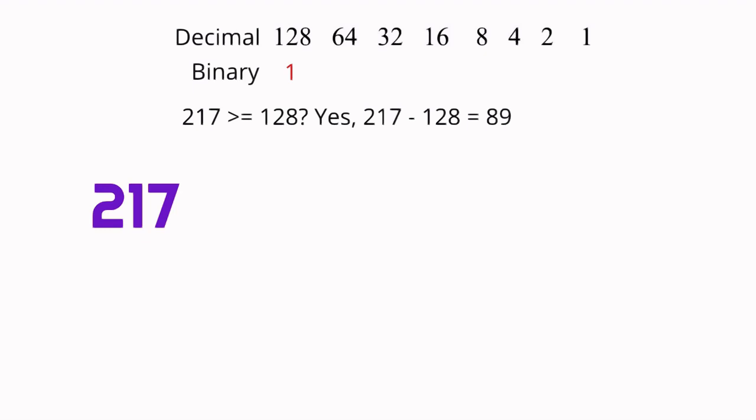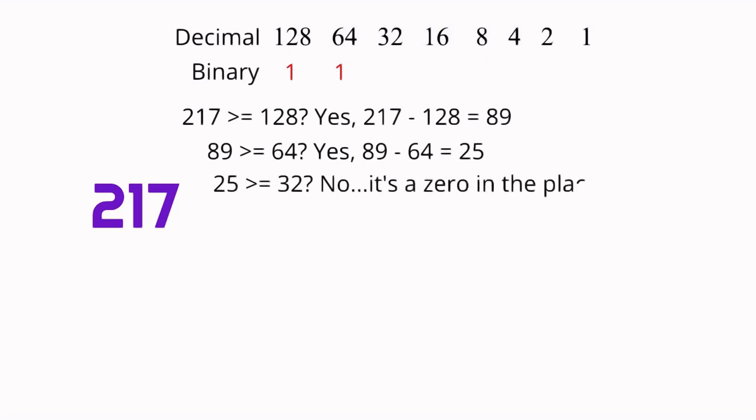So now looking at 89, is 89 greater than or equal to 64? Yes, it is. So let's write down a 1, and then 89 minus 64 is 25. Looking at a remainder of 25, is 25 greater than or equal to 32? No, it's not. So we're going to write a 0 down on the chart and look at our next number. Is 25 greater than or equal to 16? Yes, it is. Let's write a 1 in our chart and subtract: 25 minus 16 is equal to 9.